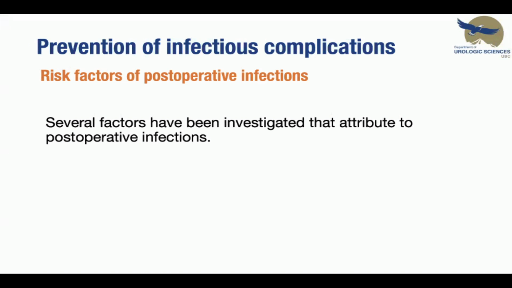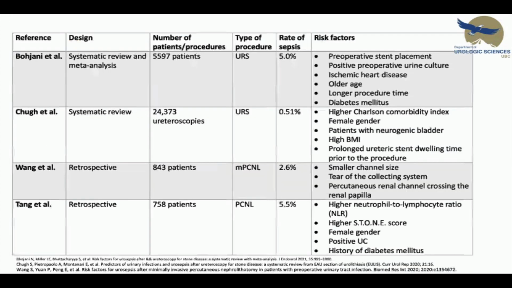We can ask a question: what are the risk factors to consider before the procedure? Several factors have been studied. Here is a summary of what has been found. Bujani and colleagues did a systematic review and meta-analysis of 5,500 patients, and they identified 6 factors: preoperative stent placement, positive preoperative urine culture, ischemic heart disease, older age, longer procedure time, and diabetes mellitus as risk factors for increased postoperative infectious complication. Chang and his group did a systematic review of 24,000 ureteroscopies, and they recognized that higher Charlson comorbidity index, female gender, patients with neurogenic bladder, high BMI, and prolonged ureteric stent dwelling time prior to procedures are all risk factors for increased infectious complication.